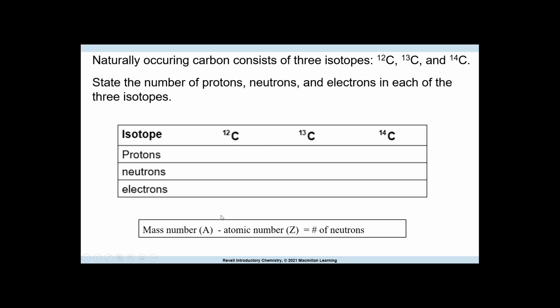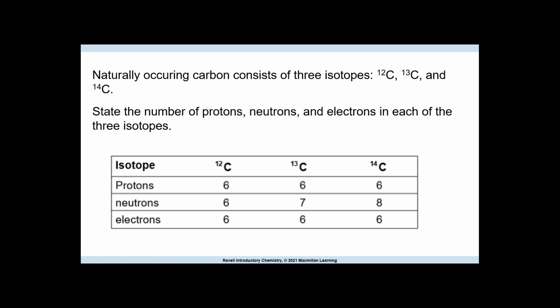So how do we get the number of neutrons? We have the mass number minus the atomic number. So we expect the middle row to be different. In this case, carbon 12 has 6 protons, 6 neutrons, and 6 electrons. That makes sense because these two cancel out, so nothing changes except for the middle one. That means that carbon 13 has 1 more neutron than carbon 12. That makes the mass heavier because remember the mass is determined by the protons and the neutrons. And carbon 14 has 1 more than carbon 13. So how do I know that? Because remember we subtract the atomic number from the mass number, and that tells us how many neutrons we have.